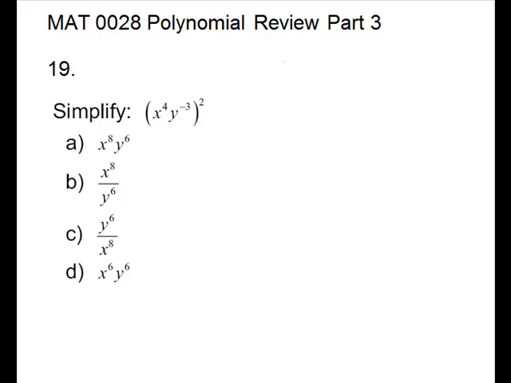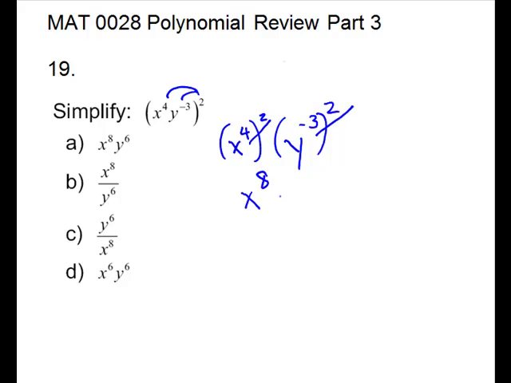Number 19 is an exponent rule problem. We have a product to a power. We will take the power down to each one. So we have x to the 4th squared, y to the negative 3 squared. Power to a power, your rule is keep the base and multiply. So we'll give us x to the 8th and y to the negative 6th.